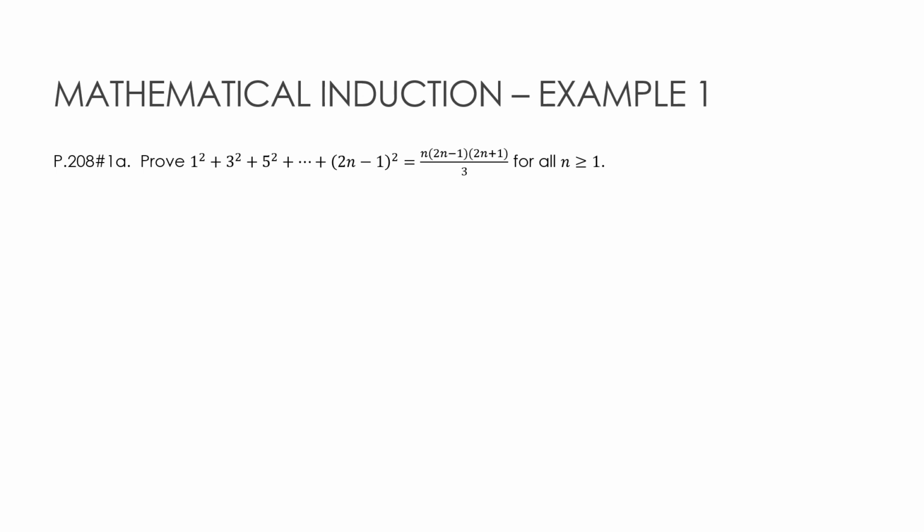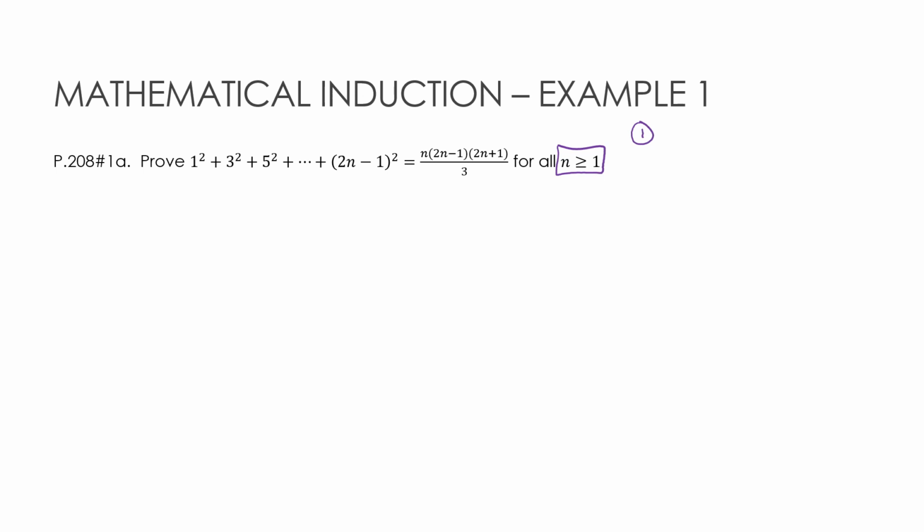You'll see that I have taken this out of your textbook, page 208, question 1, part A. It says, prove that if I take 1 squared plus 3 squared plus 5 squared, which is essentially odd values squared, up to my last odd value, and add all of those up, the summation is equal to n times 2n minus 1 times 2n plus 1, all divided by 3. And notice it's telling me for all of the n's greater than or equal to 1.